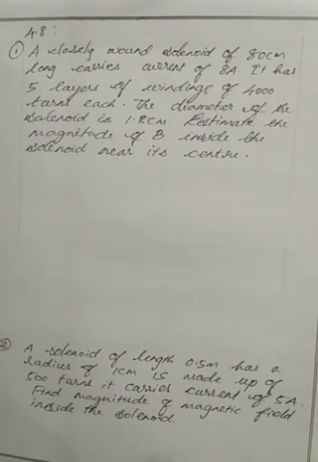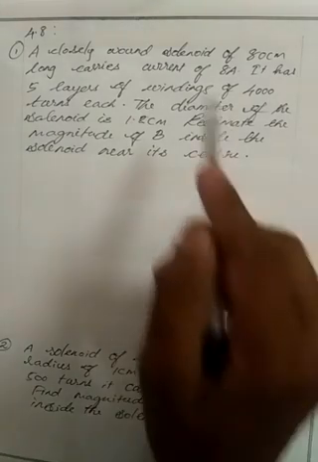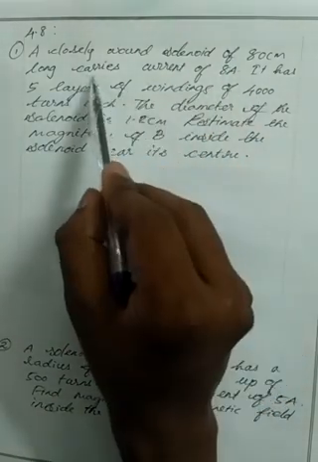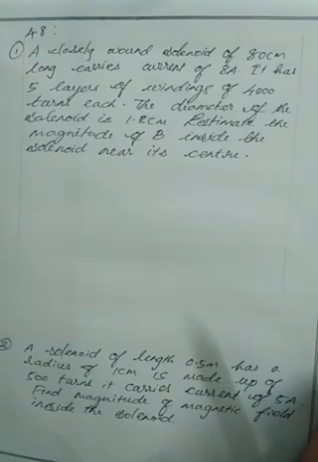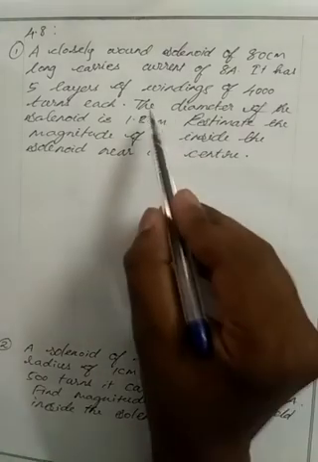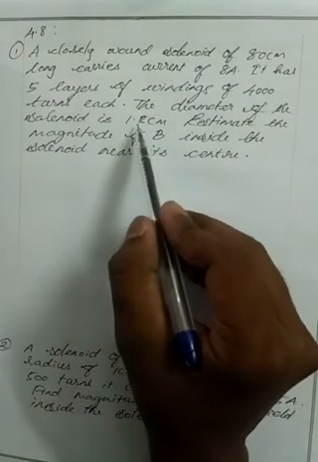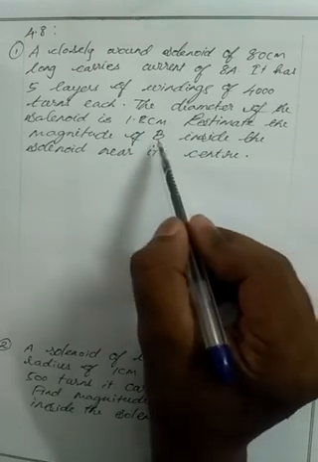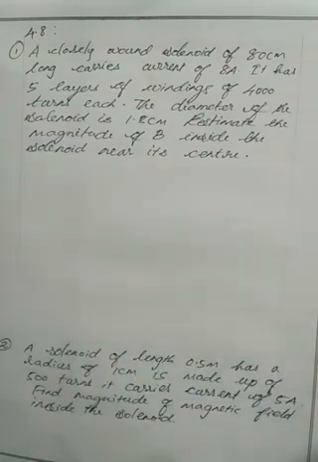So in this numerical, it is given that a closely wound solenoid of 80 centimeter long carries a current of 8 ampere. It has 5 layers of windings of 4000 turns each. The diameter of the solenoid is 1.8 centimeter. Estimate the magnitude of magnetic field inside the solenoid near its center.